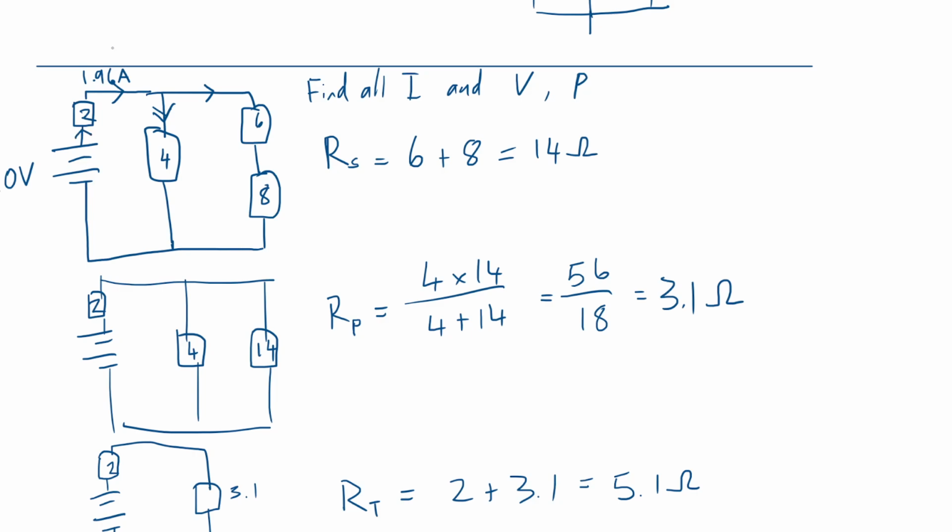Well, if we know the current through the 2 ohm resistor, we can find the voltage across it.